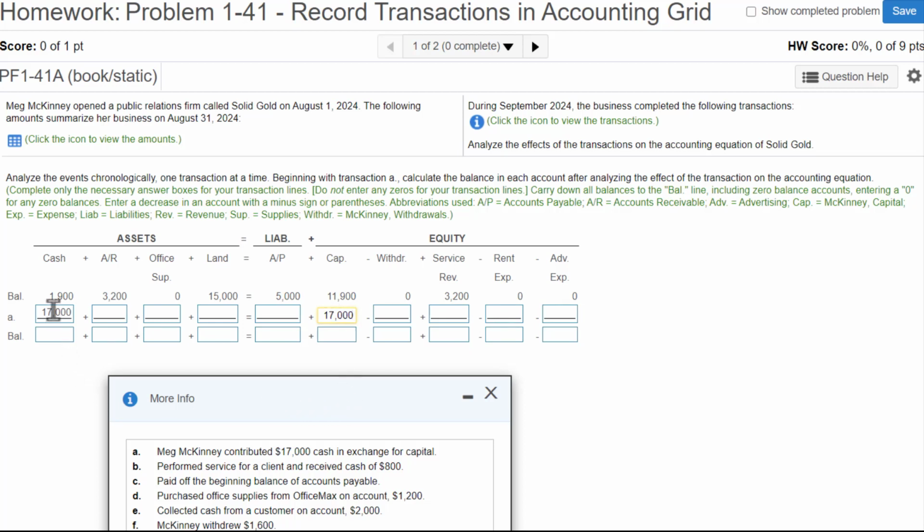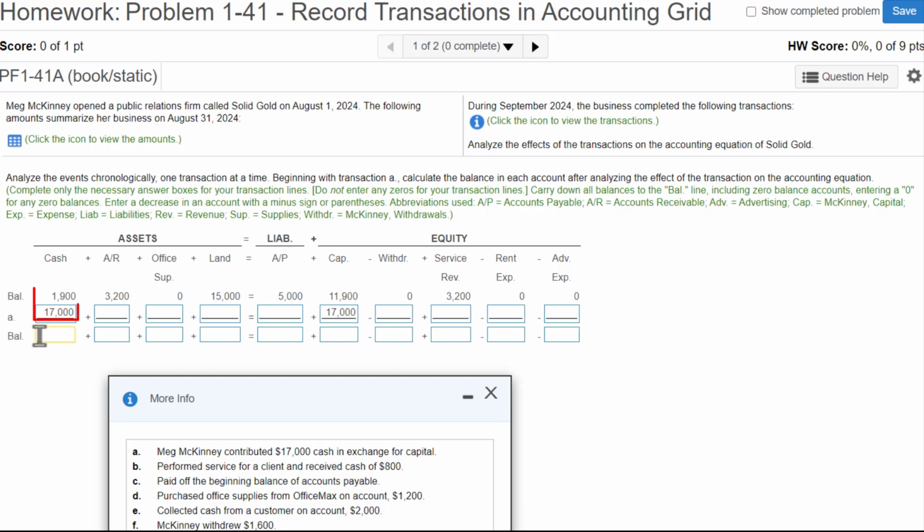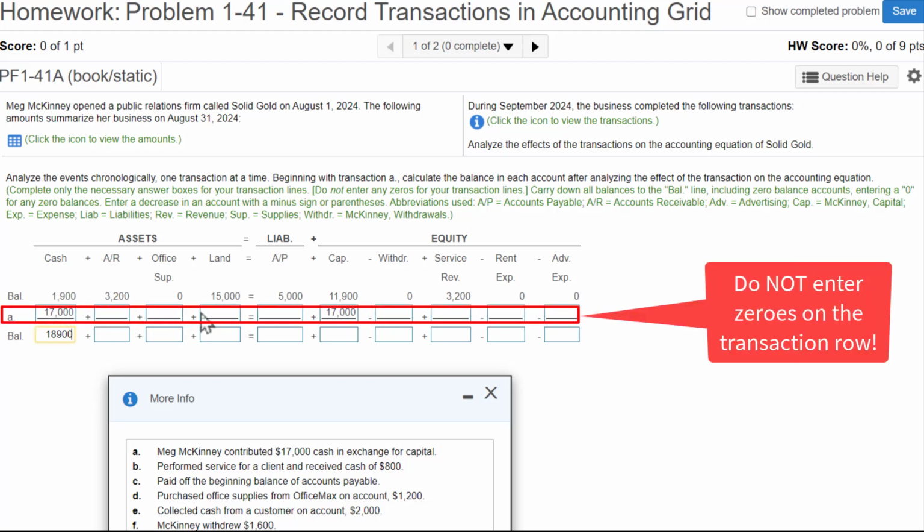So we've got 17,000 on the left side and 17,000 on the right side. So everything balances. Her capital went up because she owns the cash that was invested in the company. So now we need to calculate our balances. So we've got 18,900.